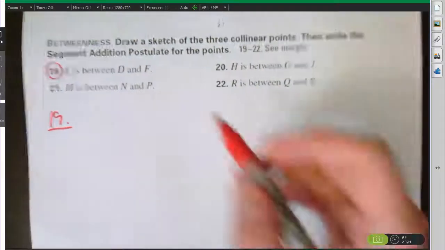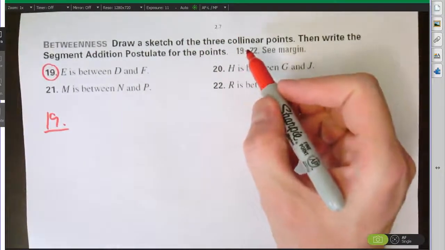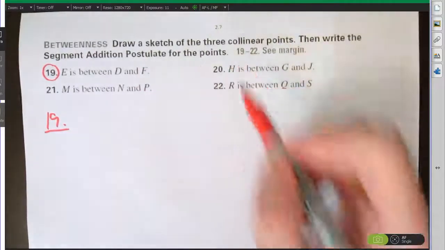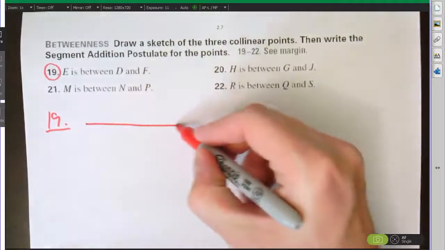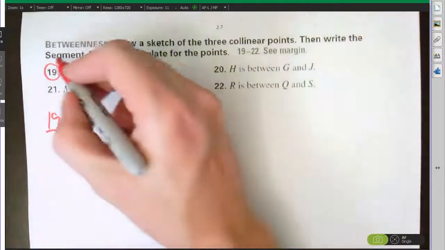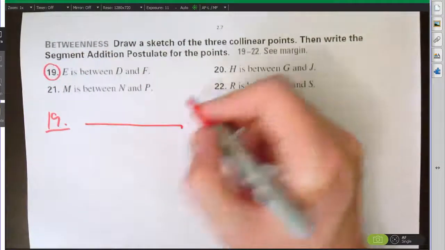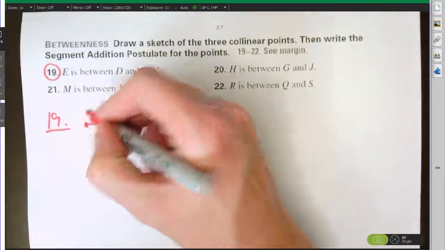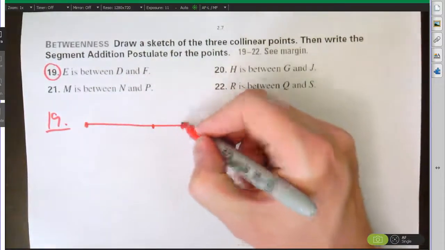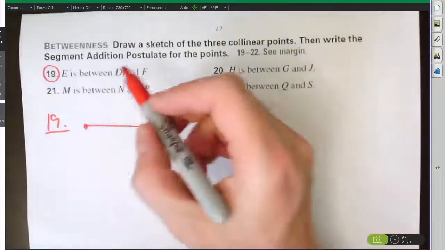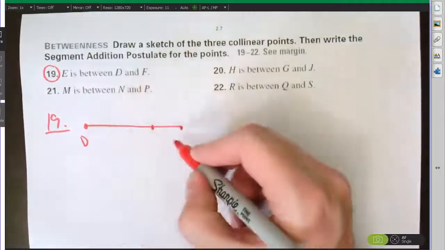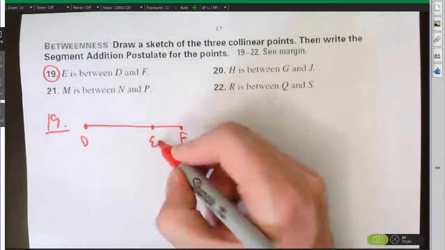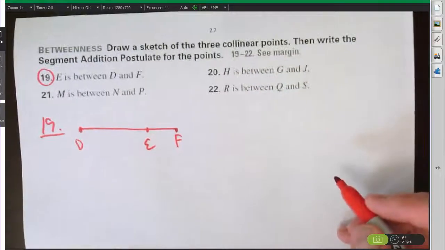So it says, draw a sketch of the 3 collinear points, then write the segment addition postulate for the points. So here's our key. I have to have some sort of segment, because it's a segment addition postulate, with 3 points on it. I don't care where the 3 points necessarily are. They just have to have 3 points on it. And I have to know that E is between D and F, which means D and F must be the outside ones, E must be the inside.